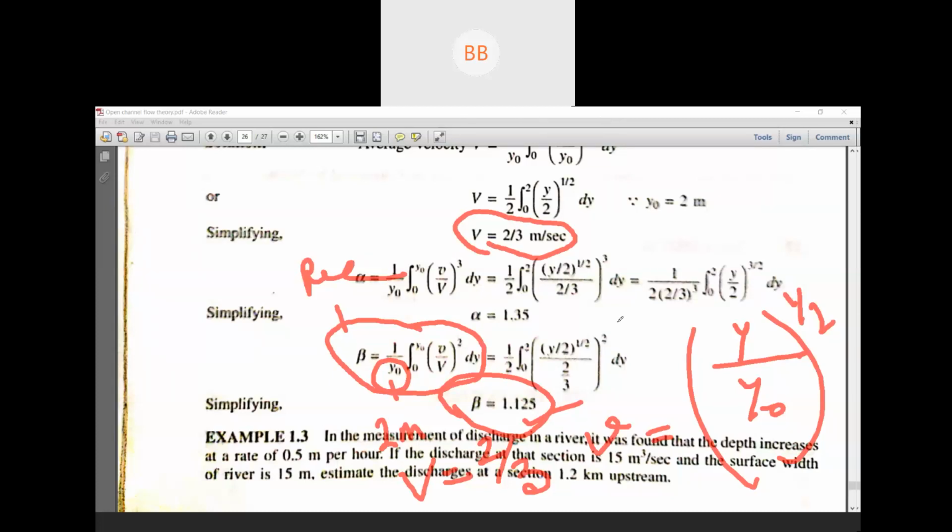So you are getting the value beta 1.125. If you got that value, then we are going to proceed. Or if you have any doubts, you can ask me. Okay.